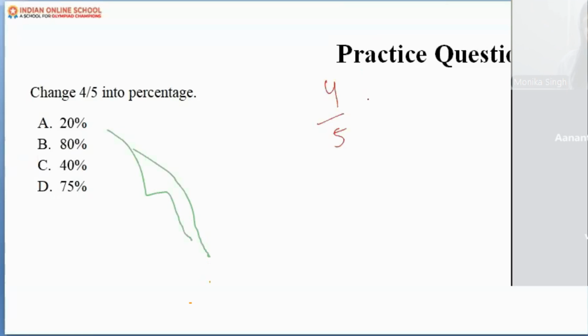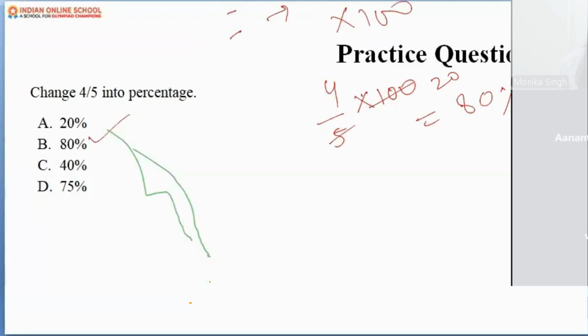Ma'am, first of all, we have to divide 5 by 100, and the answer is 20, and then we have 5 by 100 or 100 by 5? We just multiply by 100. Yes? 4 by 5 times 100 gives 80%. So for converting any fraction or decimal into percentage, we just multiply by 100 and we get the answer. So 80%, yes, is the correct option.